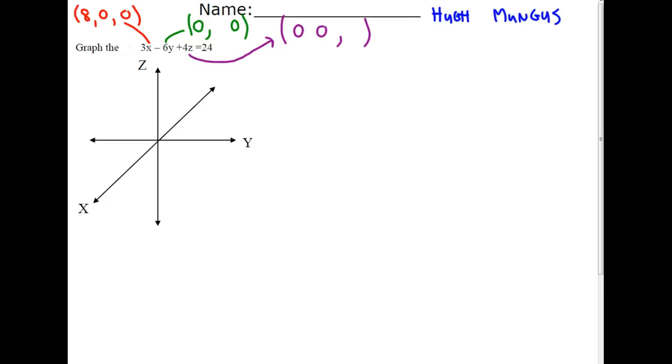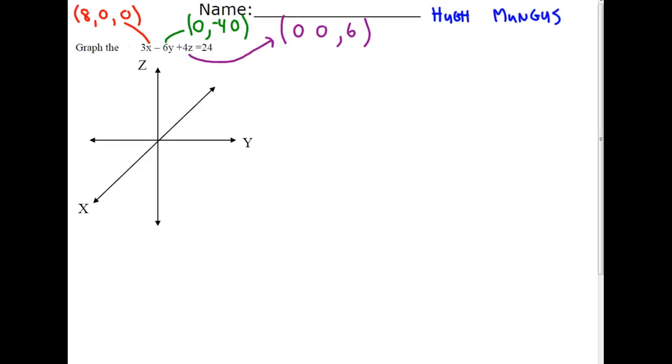Okay, now my green one, my y-intercept, that's going to be negative 4, because negative 6y equals 24 and y is negative 4. And then my z-intercept is going to be 6. Okay, so there we go. Now I got all three intercepts. Now we have to fit those on their respective axes.